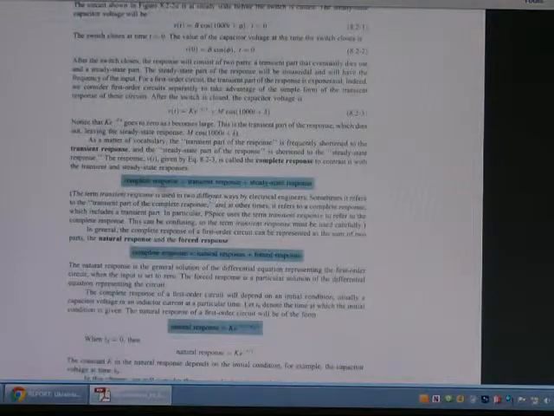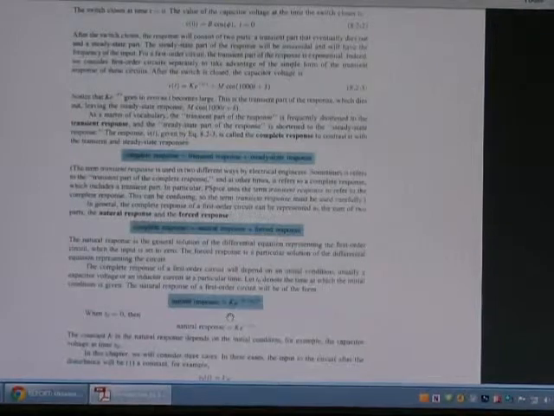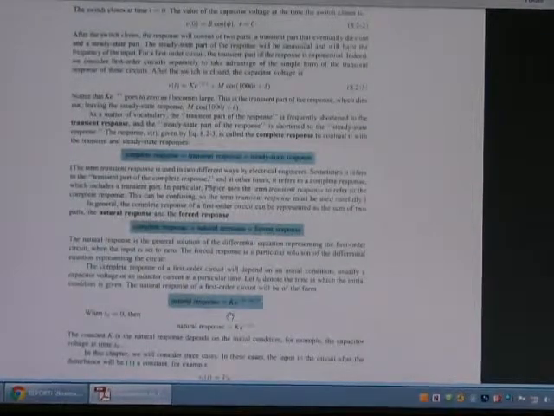So, the complete response is equal to the transient response plus the steady response. The complete response is the natural response plus the forced response. So, the natural response is Ke to the power of minus t divided by tau. That is the equation for the natural response.